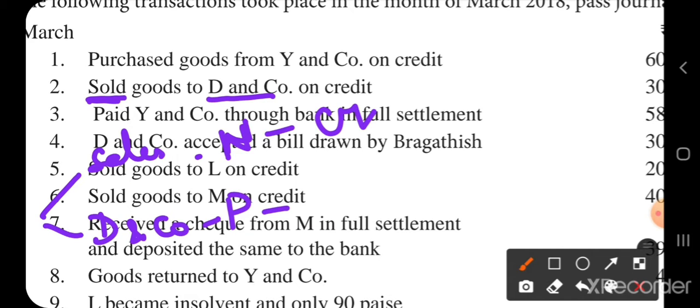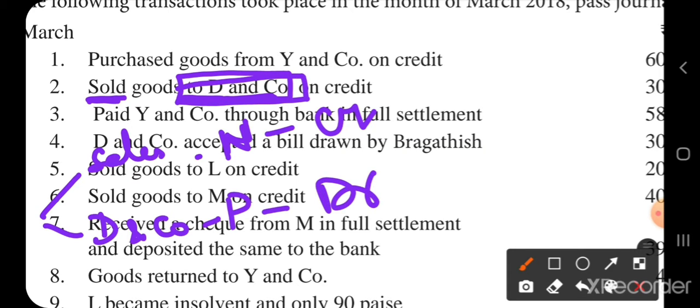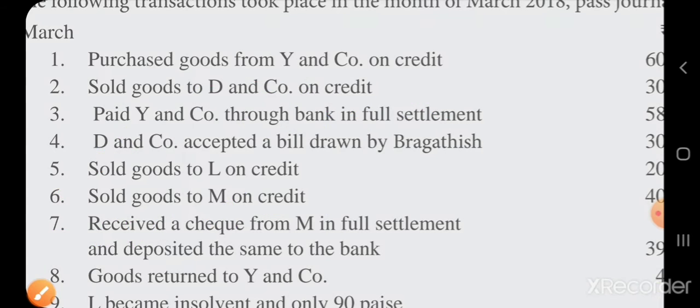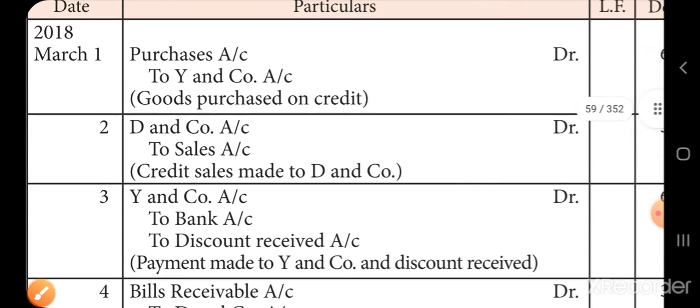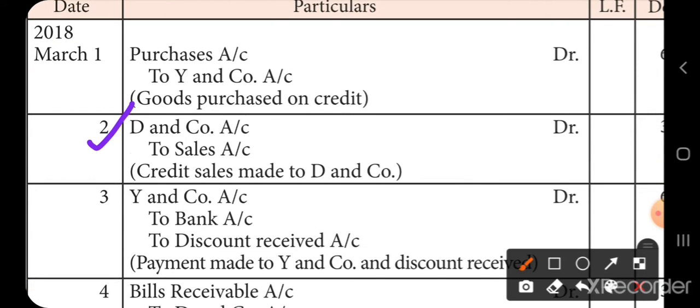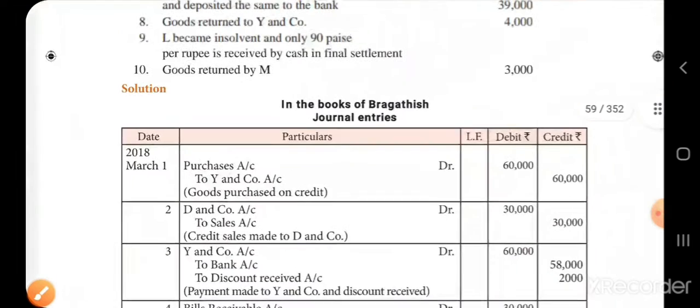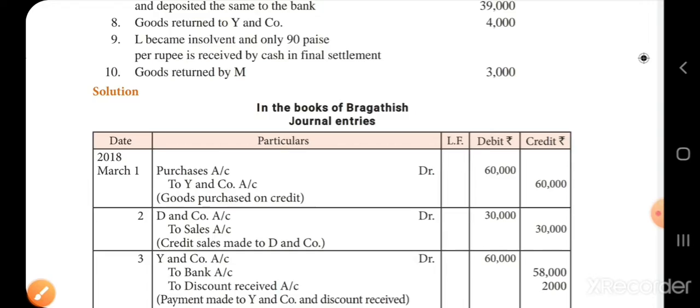So credit all incomes and gains. And D and company, personal account, what is the rule? Debit the receiver, credit the giver. Here, goods sold to D and company, that means D and company is the receiver, so you have to debit. Now what is the entry? D and company's account debit to sales account. Look at the solution here: D and company's account to sales account. Credit sales made to D and company. You should also write the amount, 30,000.